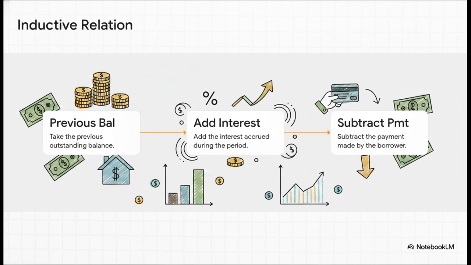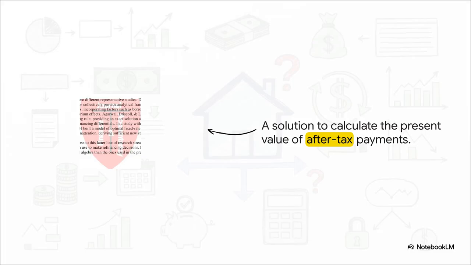But let's translate that heavy algebra into plain, practical English. If you want to know your brand new loan balance after you make a payment, it's really just 3 simple steps. First, you take your previous outstanding balance. Second, add the interest that accrued during that specific month. And third, just subtract the total payment you just made. Whatever's left over, that's your new principal balance. So basically, your new balance is simply your old balance plus interest minus your payment. Easy, right?